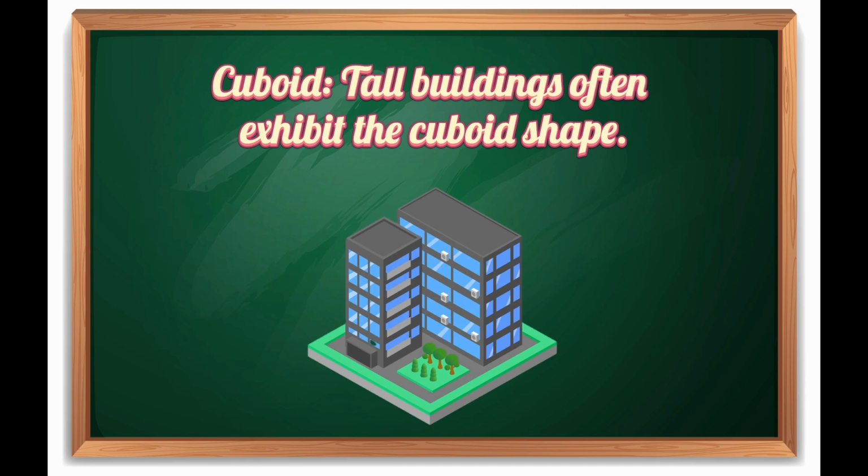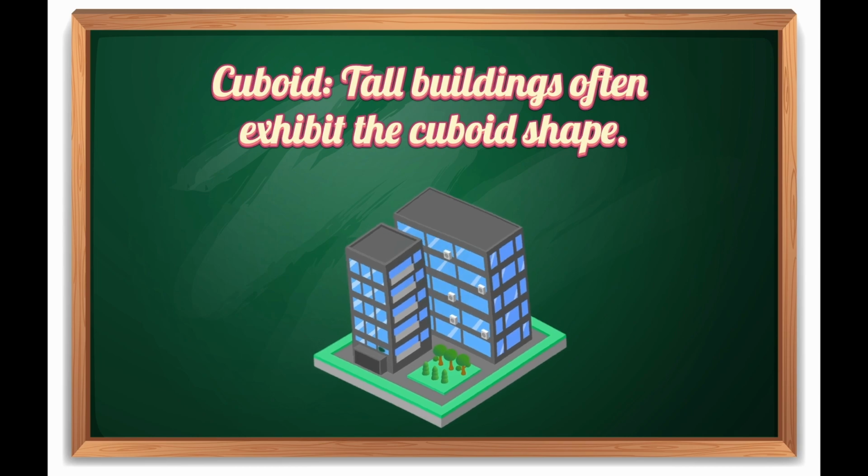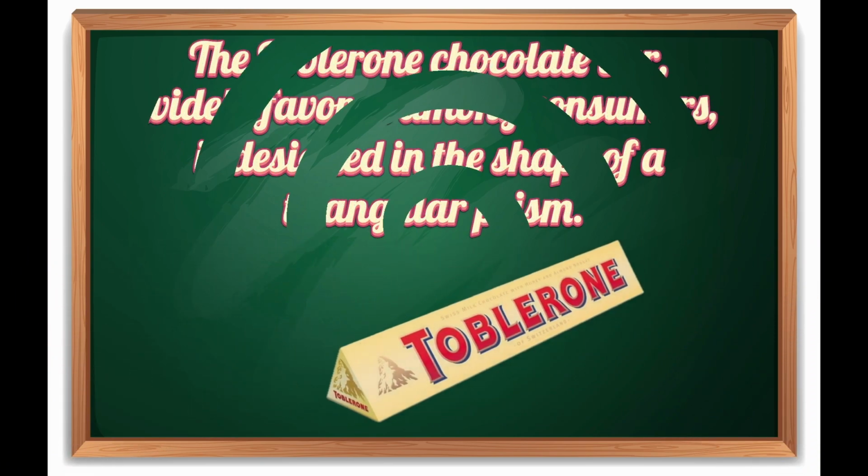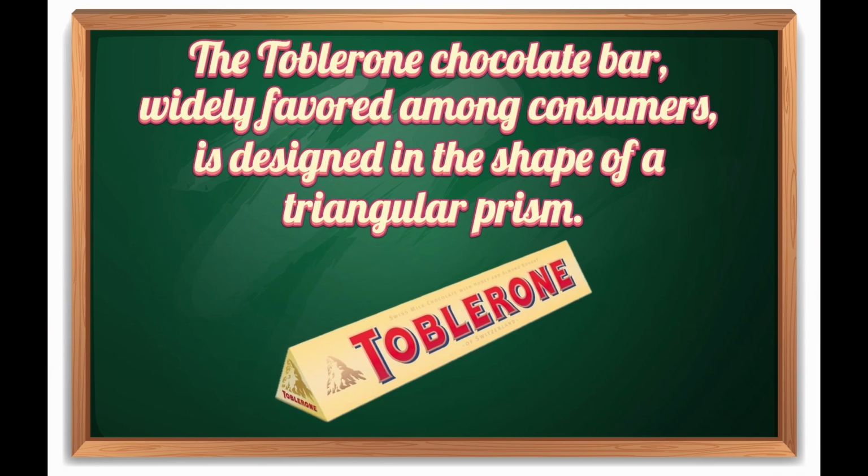Cuboid. Tall buildings often exhibit a cuboid shape. Triangular prism. The Toblerone chocolate bar, widely favored among consumers, is designed in the shape of a triangular prism.